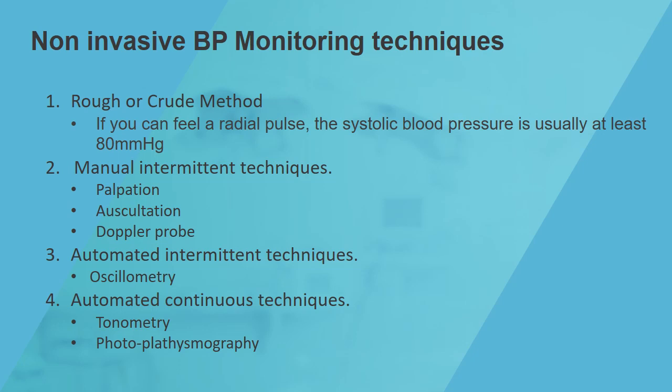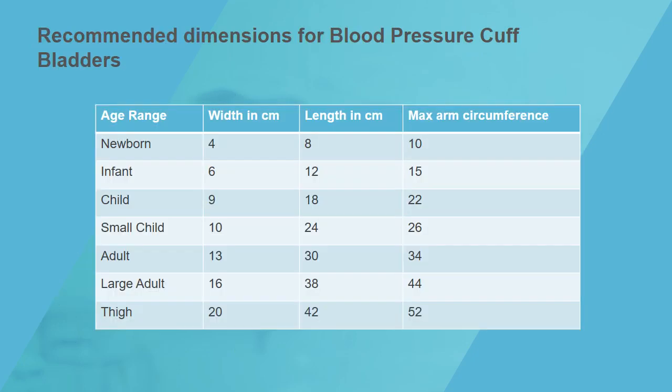Automated intermittent devices are the most popular ones. We use them in the OT and in ICUs. The other one is automated continuous techniques. Well, they are also available, but they are not being used as popularly as automated intermittent devices, and they include tonometry as well as photoplethysmography.